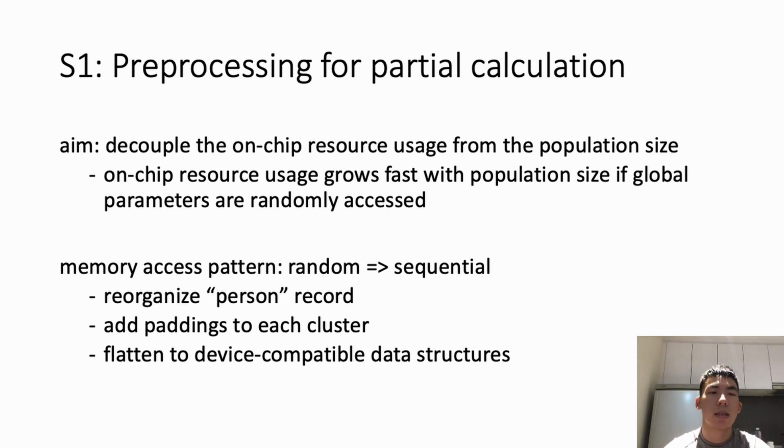The first one is to decouple the on-chip resource usage from population size. We need to propose a processing routine for partial calculation. The key insight is that we can propose a computational routine on the host program to transform the memory access pattern from random to sequential. The basic steps include reorganizing person records, adding paddings to each cluster, which means household in this context, and then we can flatten them to device-compatible data structures.